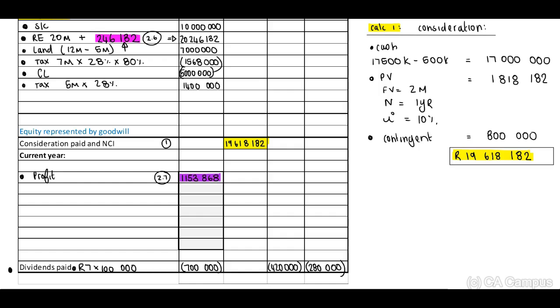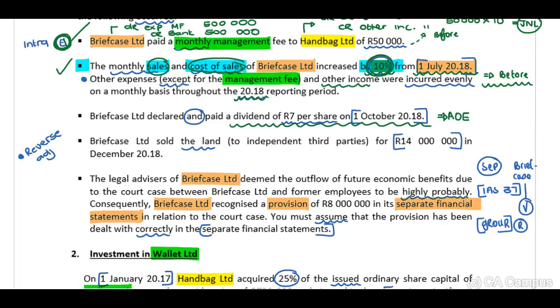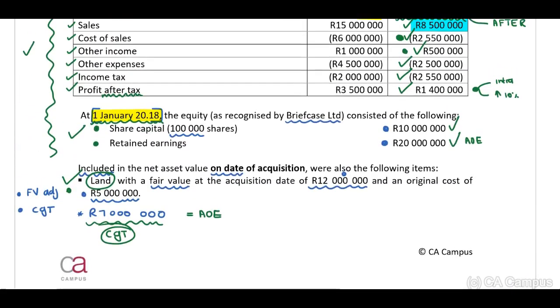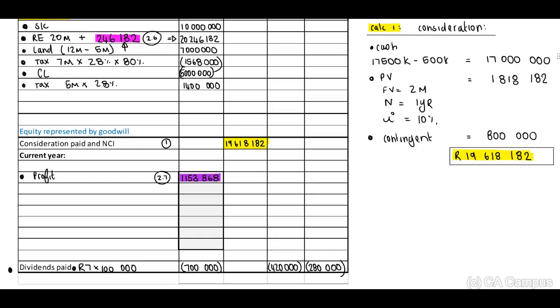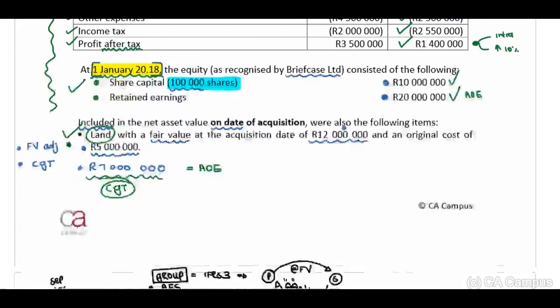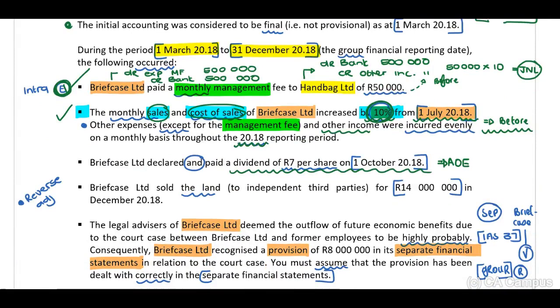We know that there's 100,000 shares. When you refer to the given information, guys, you will remember they've indicated to us that there is 100,000 shares on 1 January 2018. Therefore, 7 Rand times 100,000, and this will be 700,000. Allocate this proportionately to your parent and to your NCI. Now let's refer back to our given information. We can tick off this bullet point in terms of our dividends declared and paid.